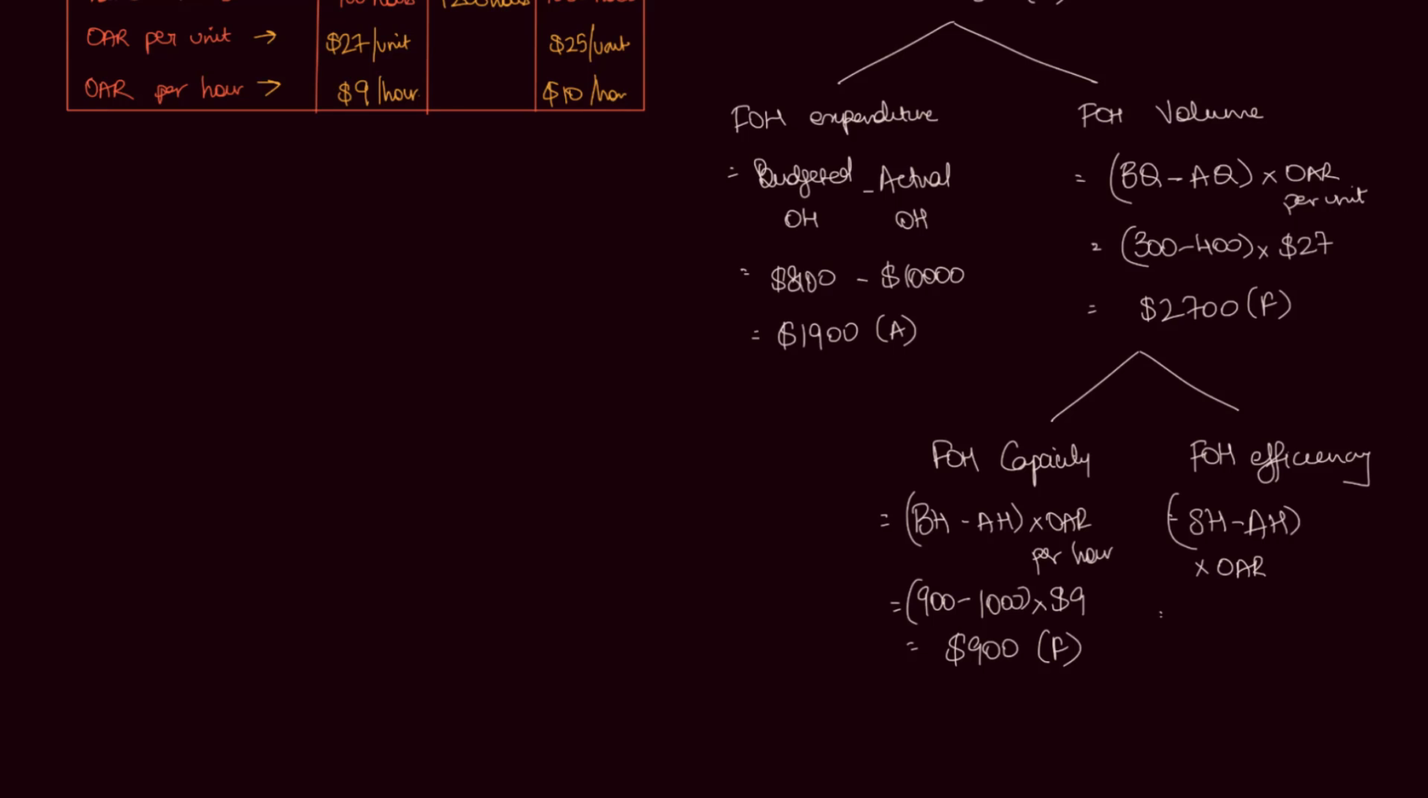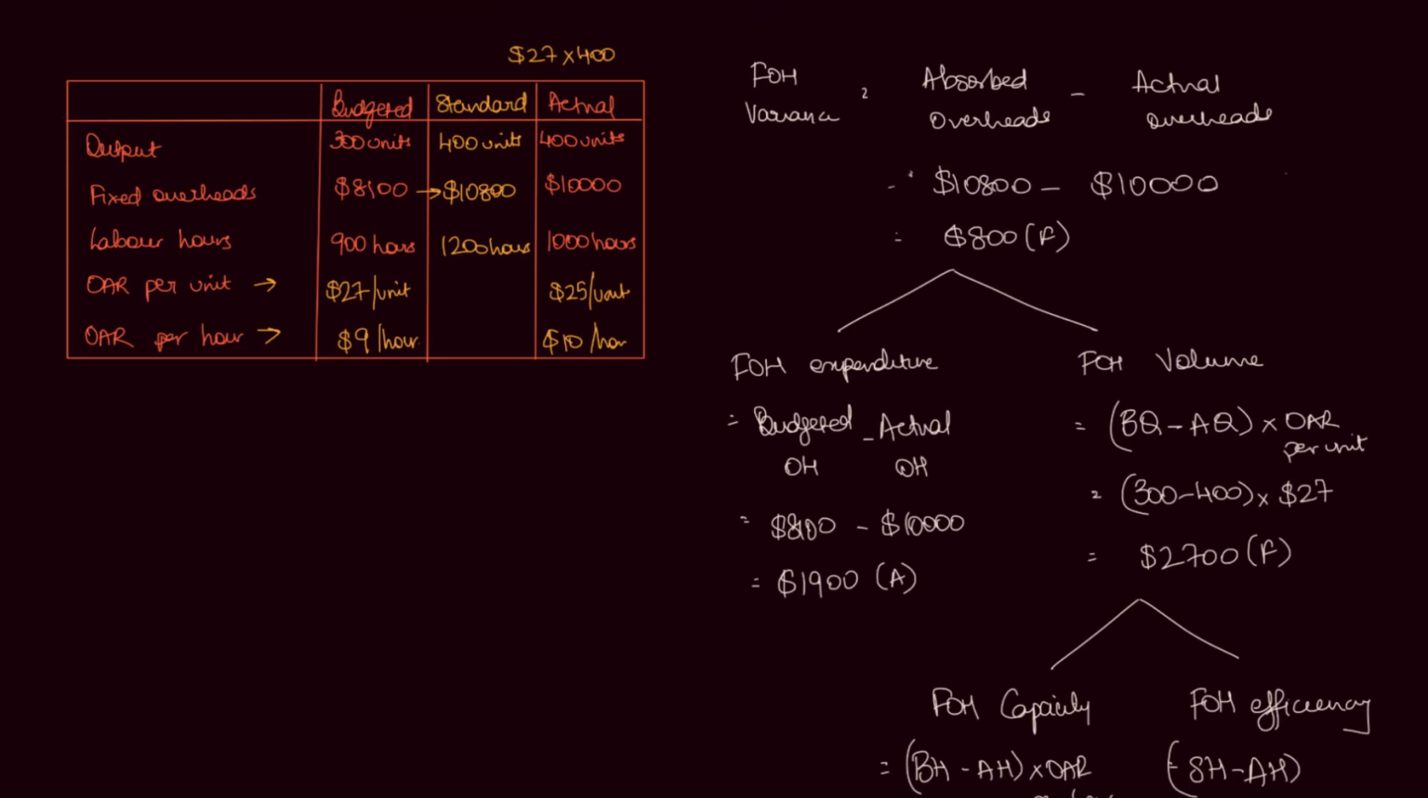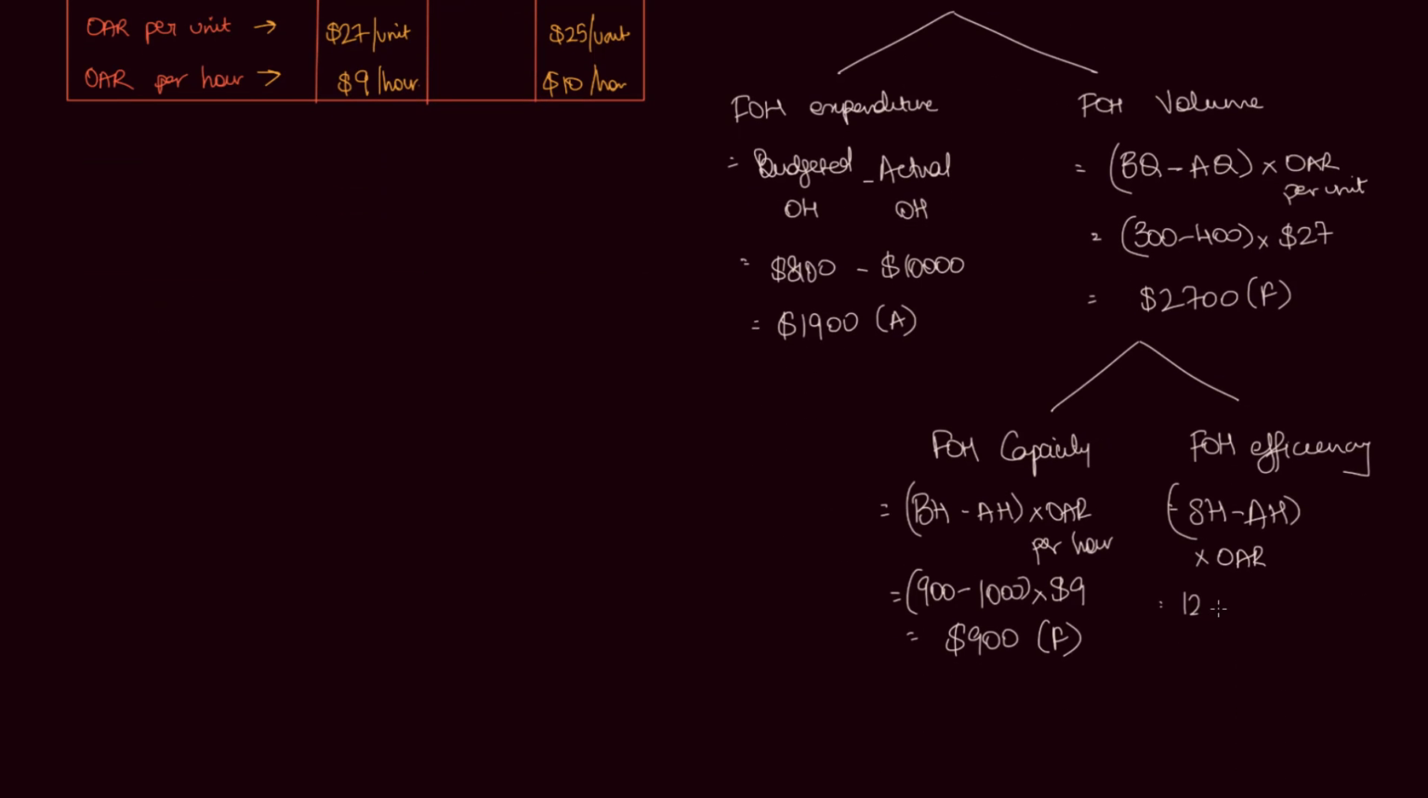Okay, how much were the standard hours? We've already calculated here. If you see, 1200 hours, and actual hours were 1000. So we'll take the difference between the two and then multiply this with $9. So 200 hours difference multiplied by $9, $1,800 variance. Adverse or favorable? Here it will be a favorable variance.